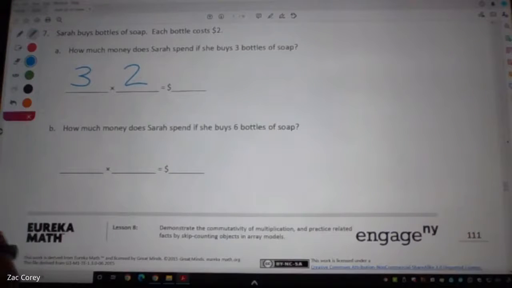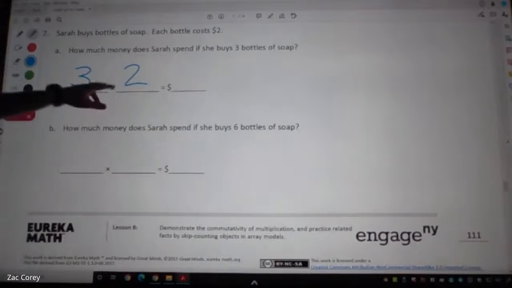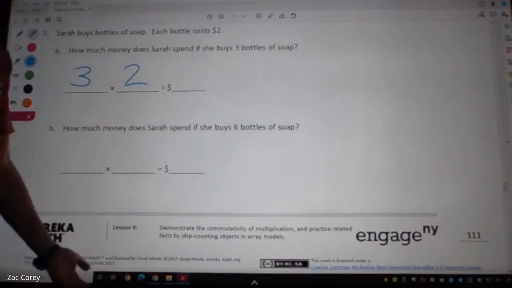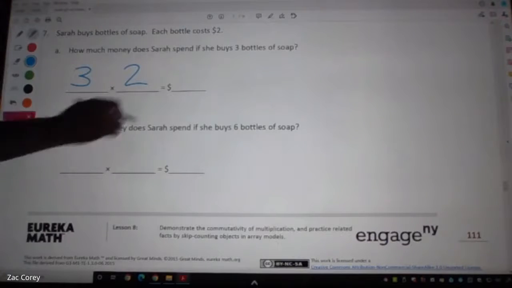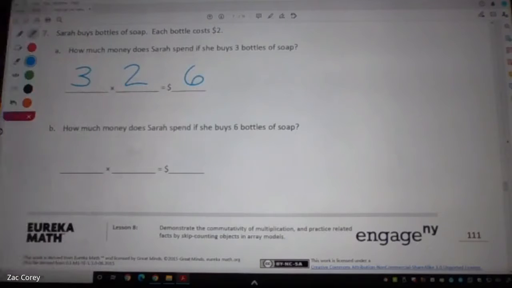So if you go to the store and your mom buys, let's say your mom buys 3 candy bars and each candy bar costs $2. She's going to say, how much is this going to cost? Well, you can figure it out for next time you go to the store. So each bottle of soap costs $2. She bought 3 bottles of soap. Let's count by 2 3 times. 2, 4, 6. All right.